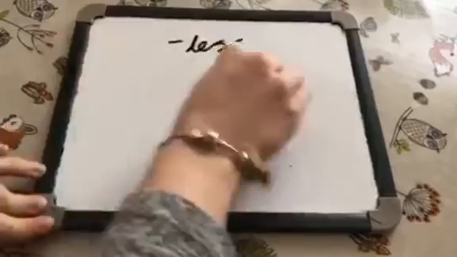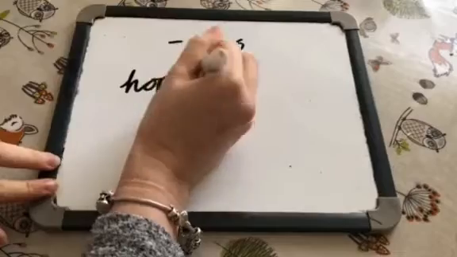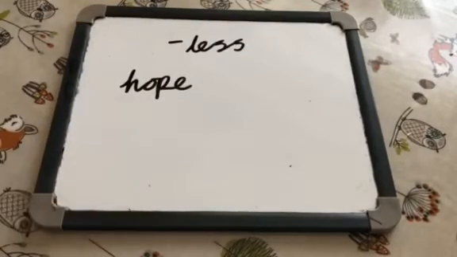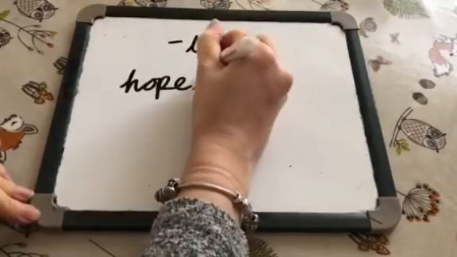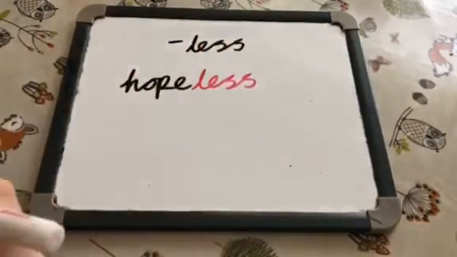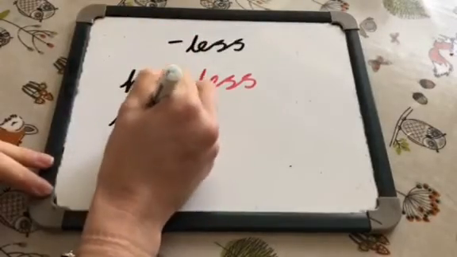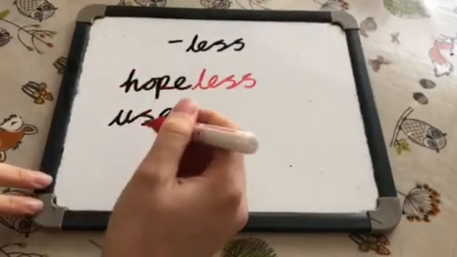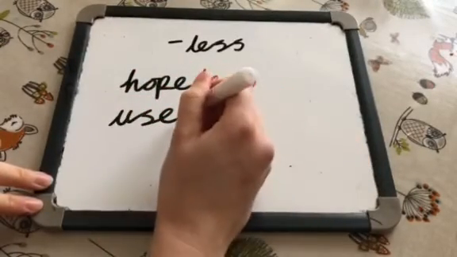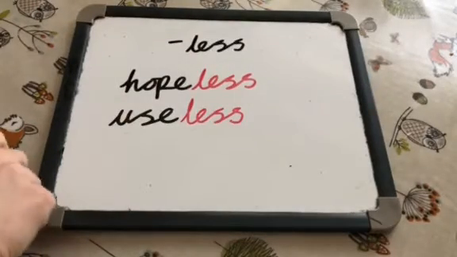So, words like hope turns to hopeless. I don't have to take away the E, I just add my less. It was hopeless. It was without hope. Okay, and likewise, use turns to useless. I felt useless, or maybe the can opener was useless, just by adding the less suffix.